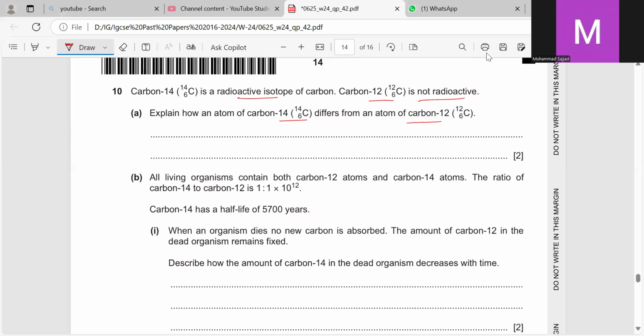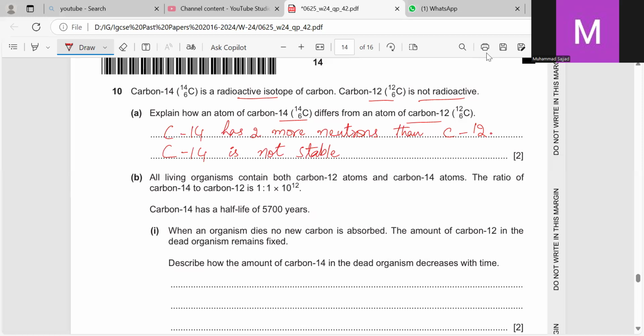So I can say carbon 14 has 2 more neutrons than carbon 12, and also we can say carbon 14 is not stable, or it is less stable than carbon 12.